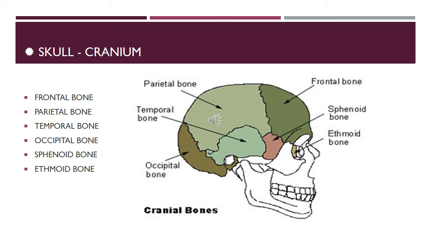Let's discuss the skull. Your skull is divided into two, the cranial bones and facial bones. You have six cranial bones. They are the frontal bone, parietal bone, temporal bone, occipital bone, sphenoid bone, and ethmoid bone. These cranial bones function to protect your brain. The parietal bone and temporal bone are paired, while the rest of the bones are unpaired.